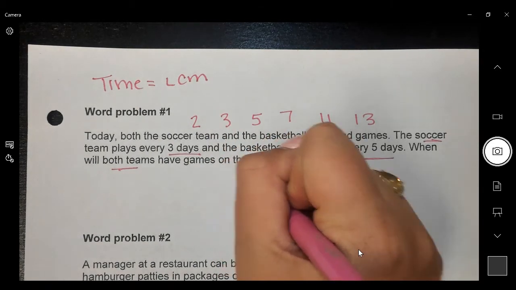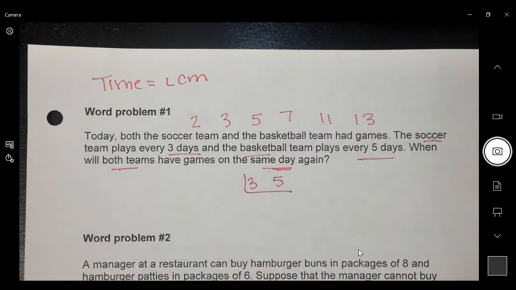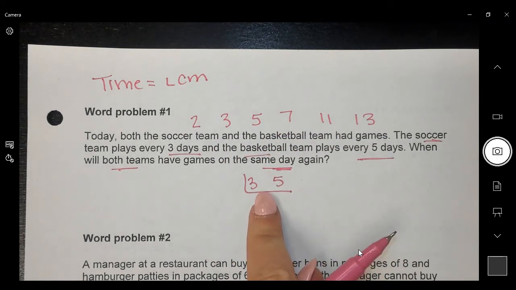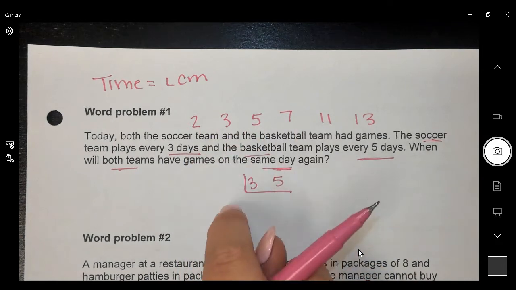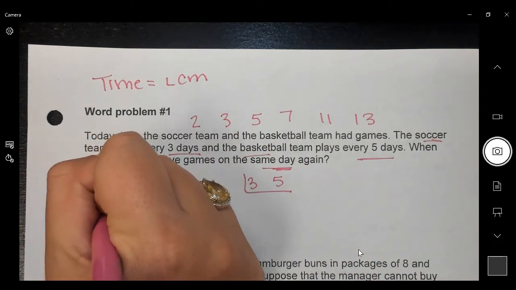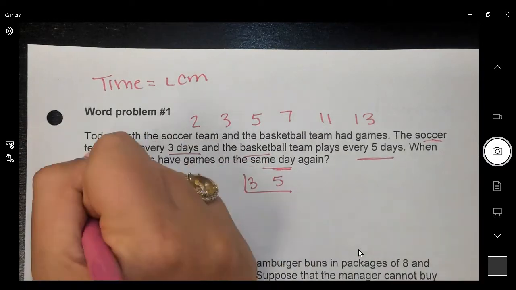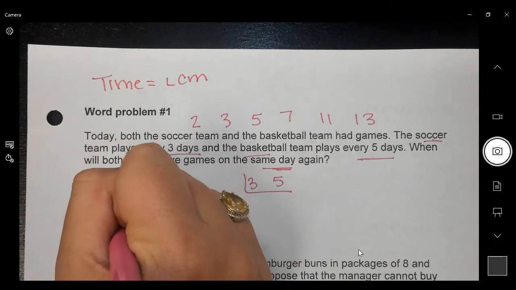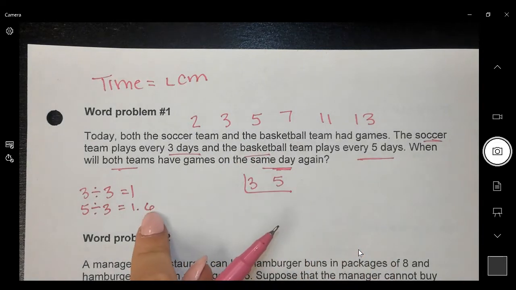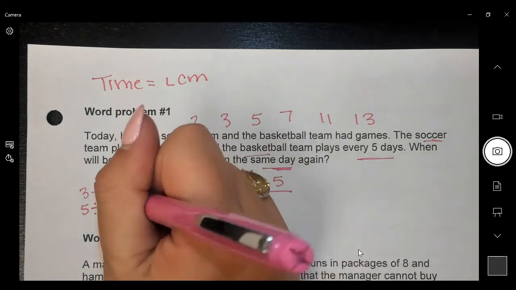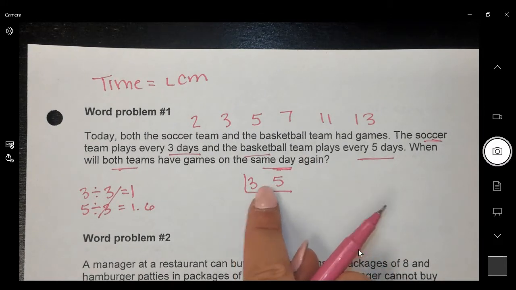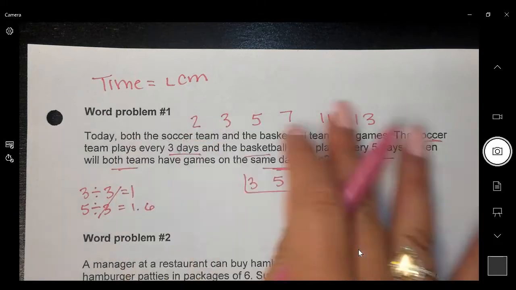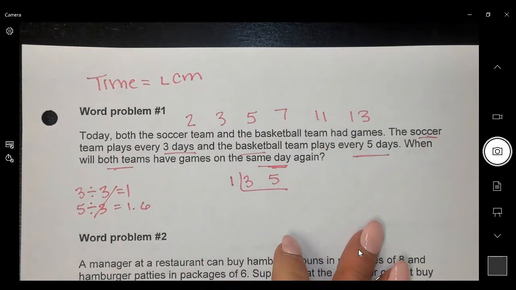So if I have 3 and 5, because those are the only numbers I have, I'm going to put those in the slide. I'm trying to find the LCM, the least common multiple of 3 and 5. Because 3 is in our list above, that's what I'm going to start with. 3 divided by 3 equals 1. Then 5 divided by 3 gives me like 1.6 or something like that. Because this is not a whole number, I can't use 3. And I can't go higher because 3 is the smallest number and I can't go above 3. So since none of these numbers are going to work, the only thing that's going to work is 3.